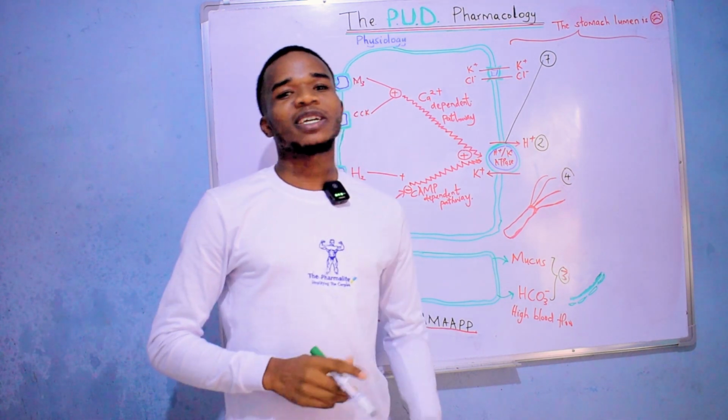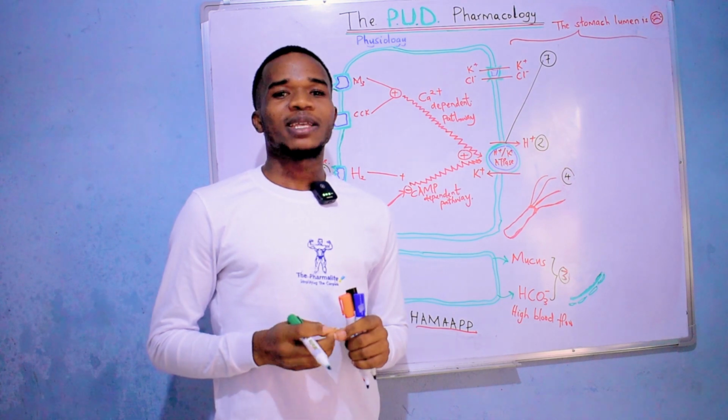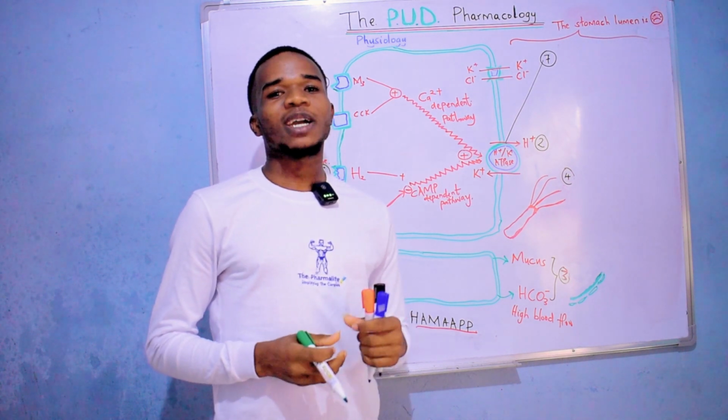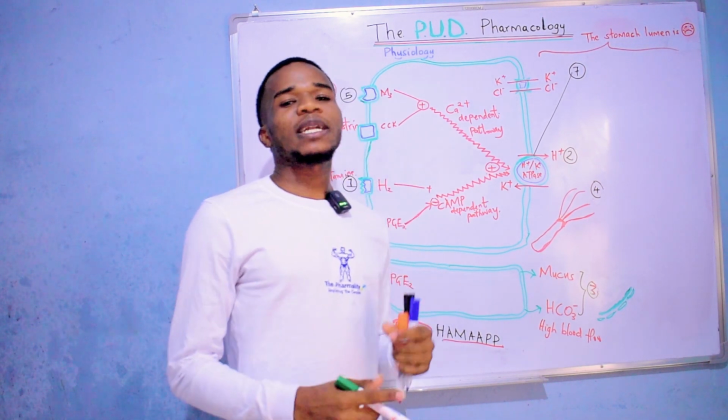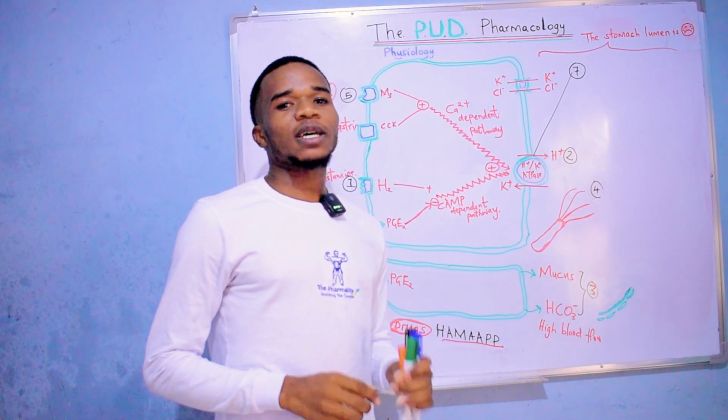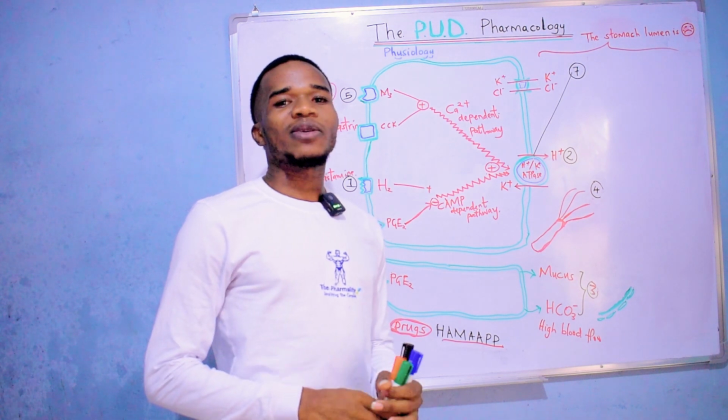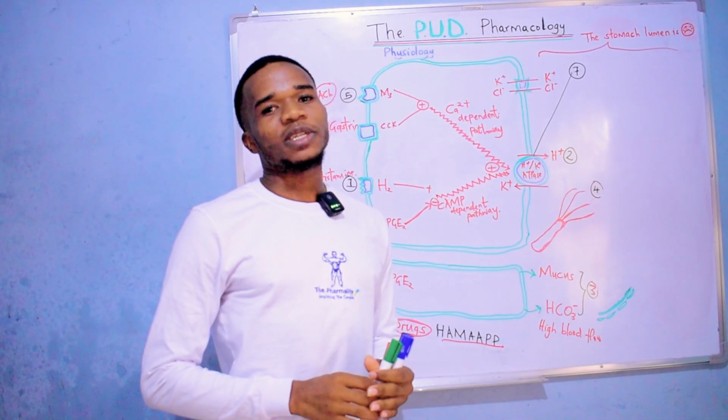So we are beginning our channel with a very interesting topic, the pharmacology of peptic ulcer disease. So guys, what is peptic ulcer disease? Peptic ulcer disease is defined as erosions in the stomach lining of greater than 0.5 centimeters.